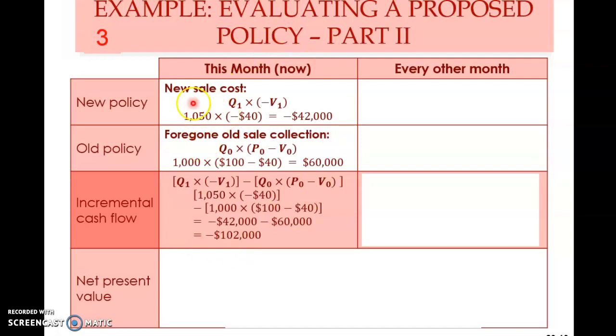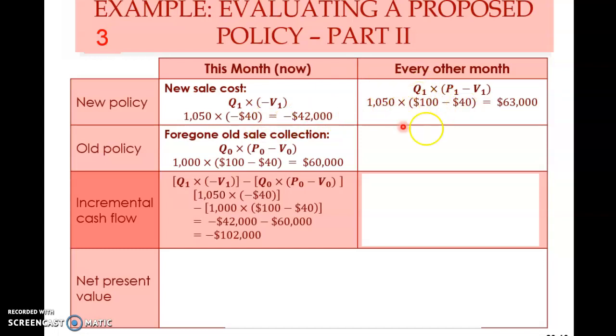That is now. These are the cash flows now. What are the cash flows every month? With the new policy, what happens? This is the formula: Q1 multiplied by P1 minus V1. Why P1 here? Because you collect. You sell this month, you collect the next month, right? The sale that you make now is collected in the next month, because net 30. You sell now, you collect 1 month later.